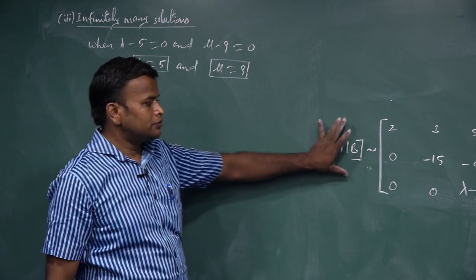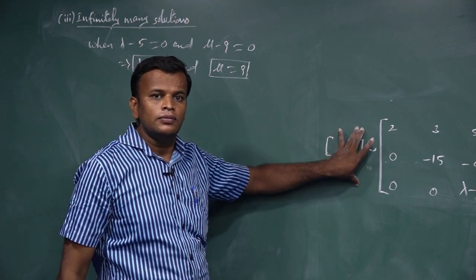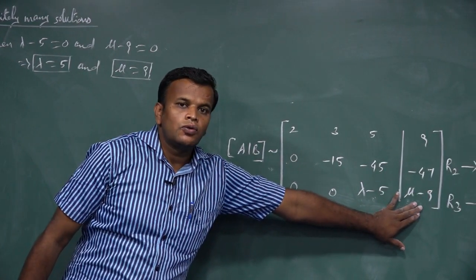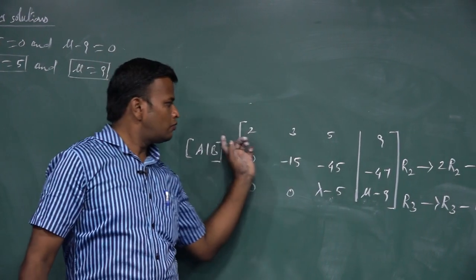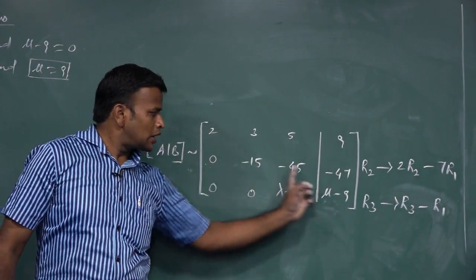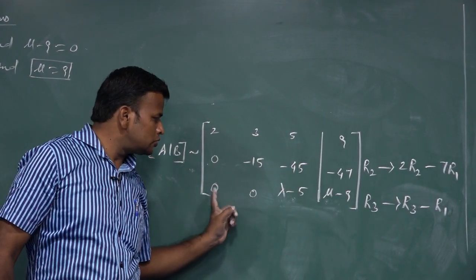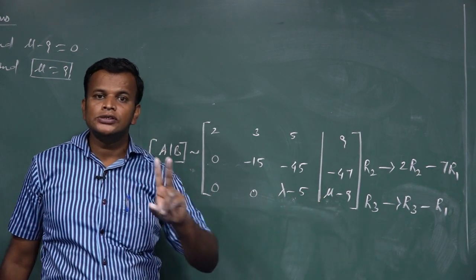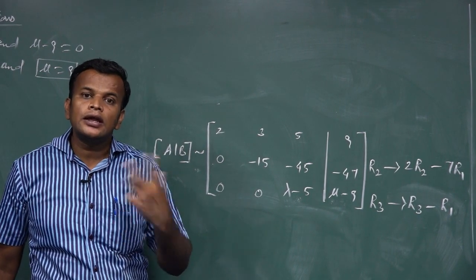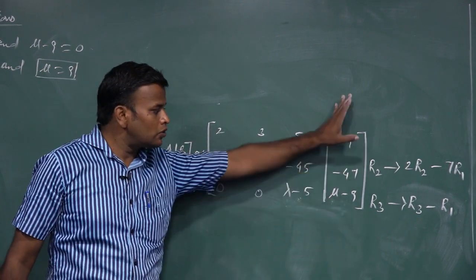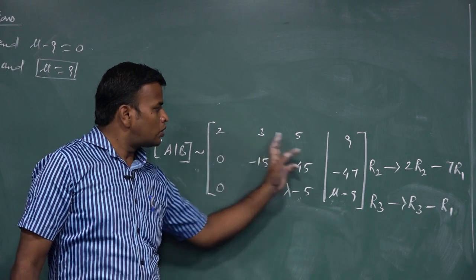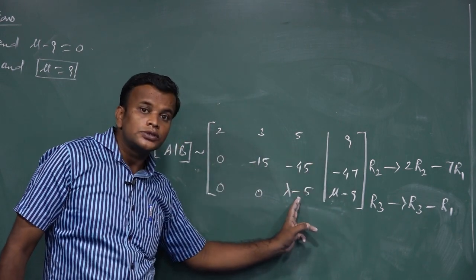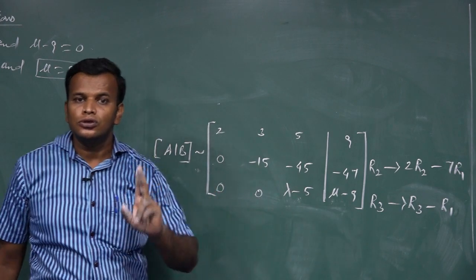Now in this augmented form, we replace this value with 0 and that value also with 0. So what is the rank of A|B? The first is a non-zero row, the second is a non-zero row, the third is 0, 0, this element 0, that element also 0. So the rank of A|B is 2. And what is the rank of A? For the rank of A we don't consider the last column. One non-zero row, two non-zero rows, the third one is also 0. So the rank of A is also 2.